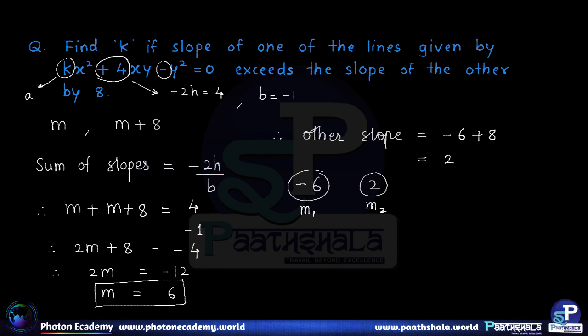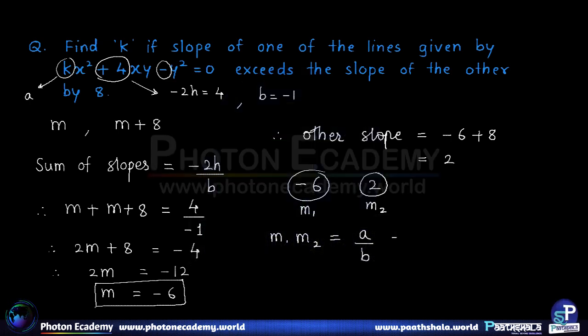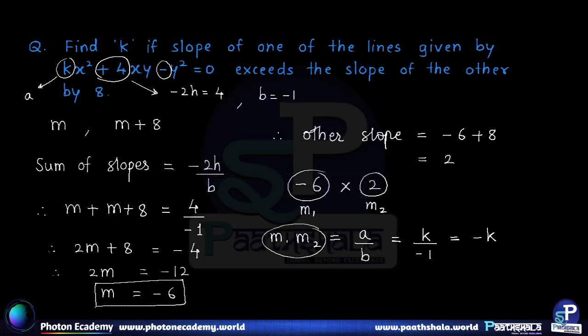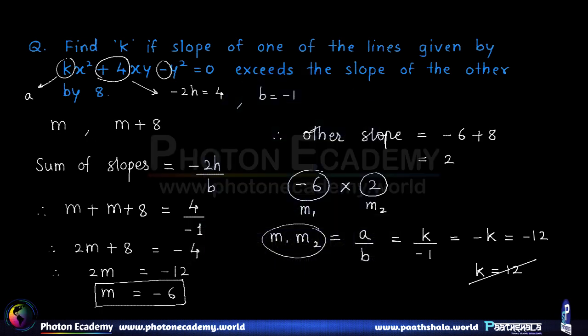Now what is the product of slopes, that is m1 m2? That is given by a upon b. In the given example, a corresponds to k and b is minus 1, so that is nothing but minus k. And the product of m1 and m2 is minus 6 into 2, that is minus 12. So minus k is equal to minus 12. Therefore clearly k has to be equal to 12. Right, so that's the answer.